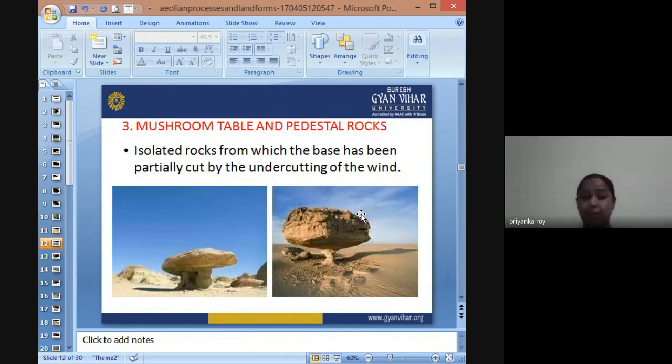Now, mushroom table or mushroom rock or pedestal rock, this is how it looks. They are isolated rocks from which the base has been particularly cut off by undercutting of the wind. So what happens is, suppose there is a strong wind movement here at this level, from ground level to this level. This is a continuous prevailing wind which is flowing here.